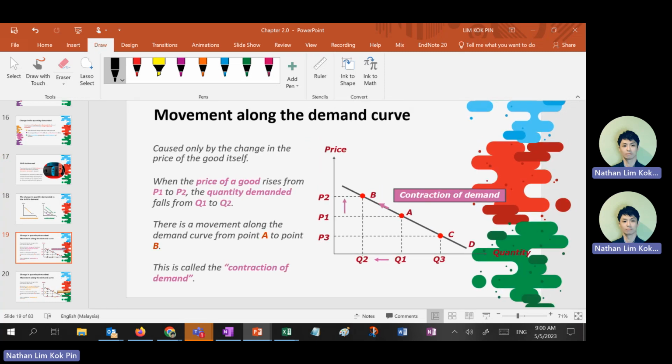Before we move to the shift, let's look at the explanation of what you need to write. Another explanation for movement along the curve is contraction and expansion. Contraction means what? It's when the price rises, quantity demanded falls. Some students always get this wrong, so they prefer to use contraction of demand. Contraction of demand is when Q1 decreases to Q2.